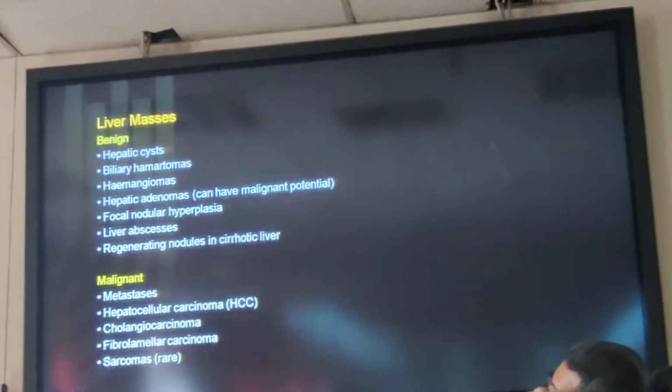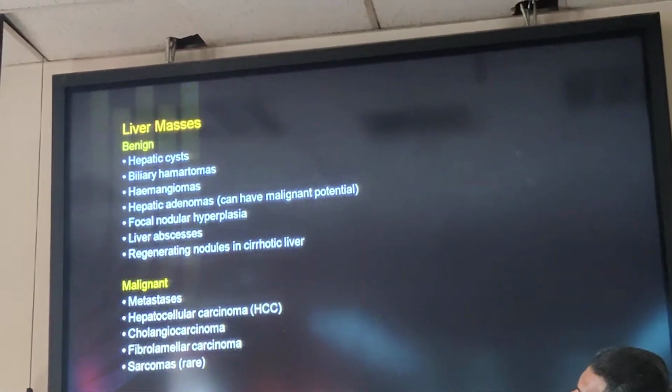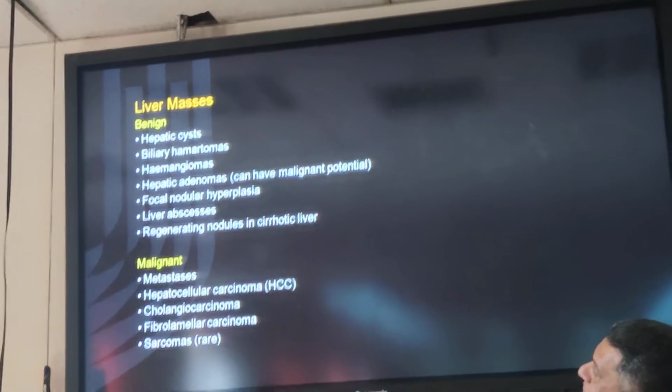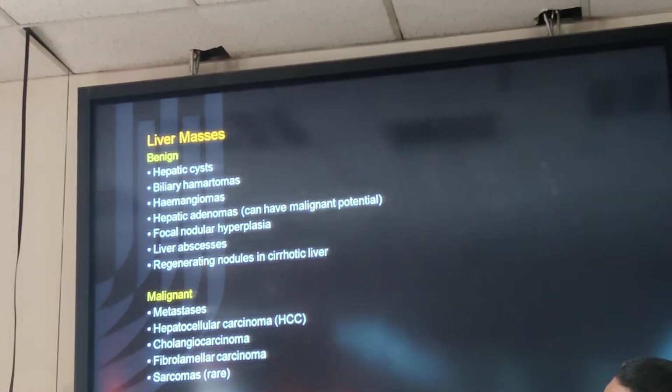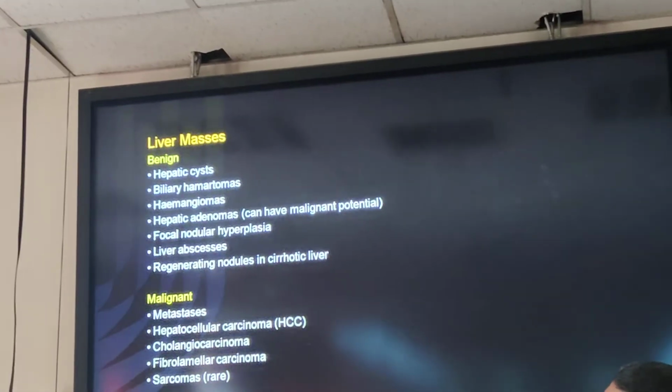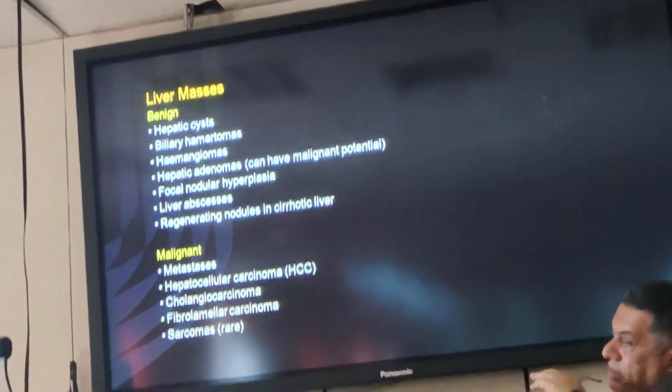Liver tumors can be divided into benign and malignant. The benign ones are usually the hepatic cyst, biliary hematoma, hemangiomas, hepatic adenoma, focal nodular hyperplasia, liver abscess, and nodules in the cirrhotic liver. Whereas the malignant ones are metastases, secondary tumors, hepatocellular carcinoma, cholangiocarcinoma, fibrolamellar carcinoma, or sarcoma, which is a rare malignant liver tumor.